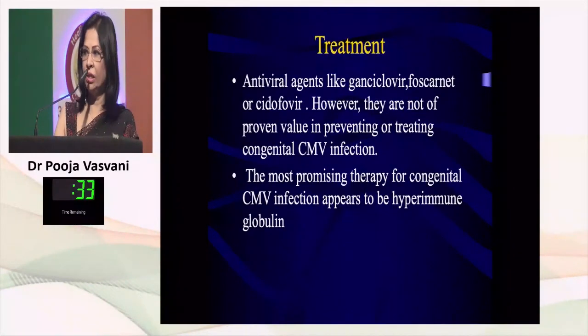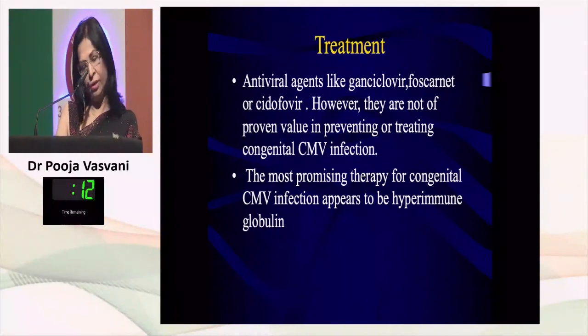So how do we treat if the mother has CMV infection? Antiviral agents like ganciclovir, foscarnet, or cidofovir are not of proven value in preventing or treating congenital CMV infection. It is important to remember that once a mother has developed infection, if the fetus gets affected, it will not be prevented by taking antiviral agents. However, the most promising upcoming therapy for congenital CMV infection is hyperimmunoglobulin.